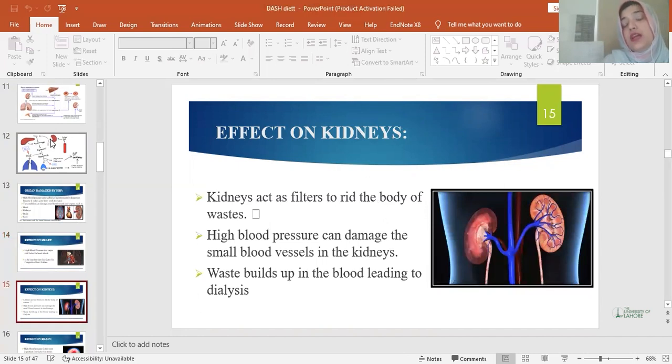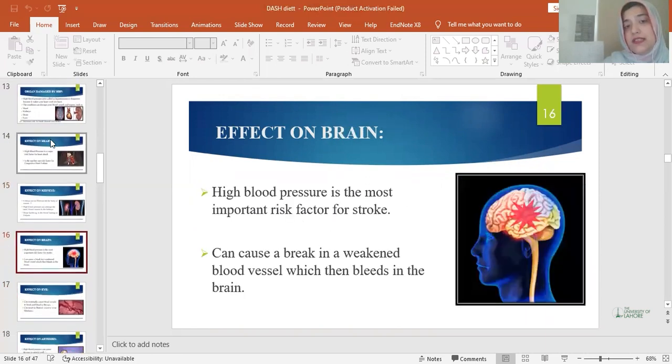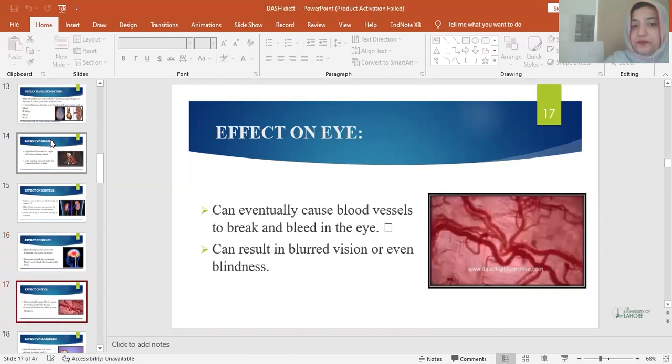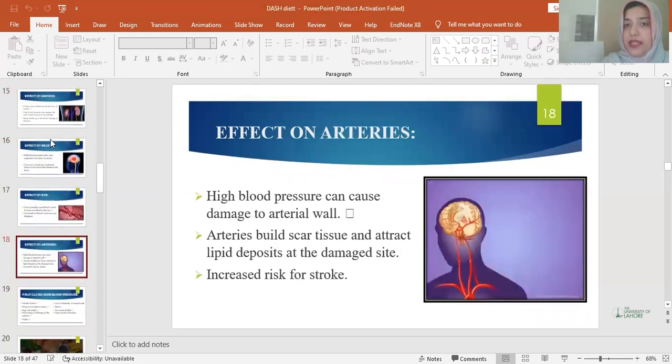Number two, it affects the kidneys. As we all know, kidneys act as a filter to rid the body of waste. High blood pressure can damage the small blood vessels in the kidney. Waste builds up in the blood, leading to dialysis. It also affects the brain. It is a risk factor for stroke, hemorrhage, and weakened blood vessels, which then bleed in the brain. It can also affect the eyes, causing blood vessels to break, and bleeding in the eye can result in blurred vision or even blindness.